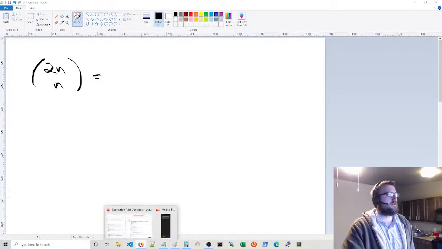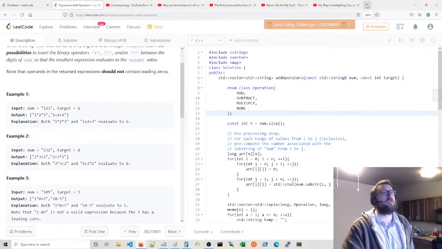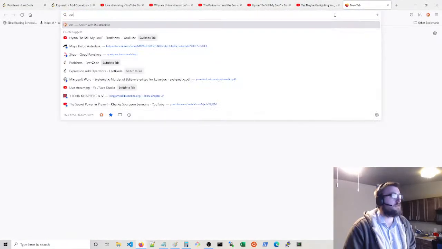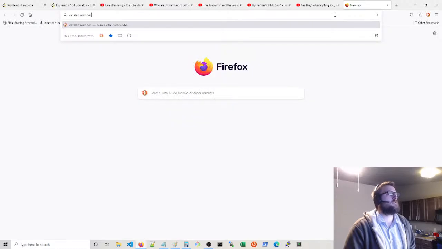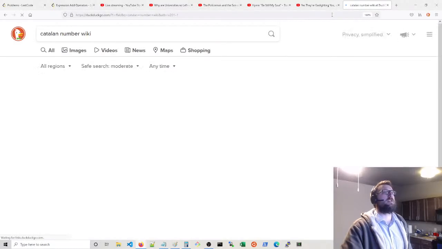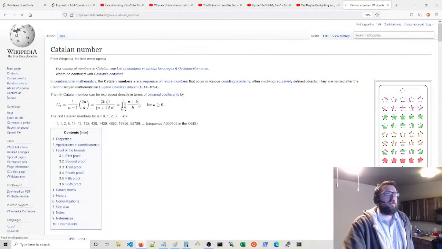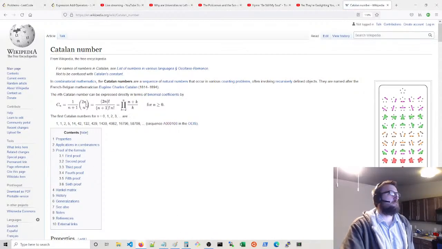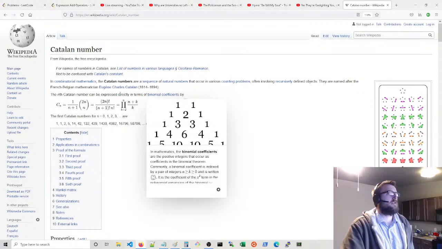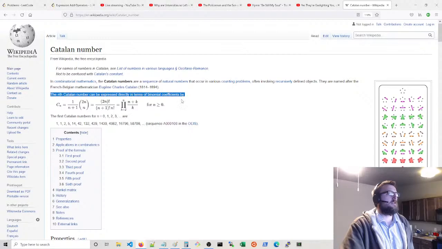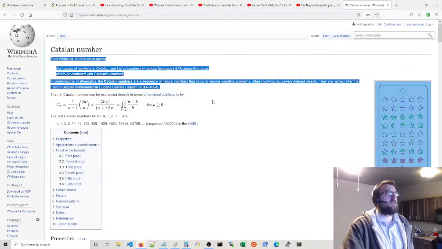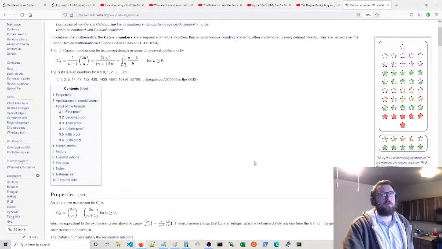And it's exactly when you are taking Cartesian products. Or it's related to Cartesian products, like summations over Cartesian products. 1 over n plus 1, 2n choose n. Yeah, it's quite the number.